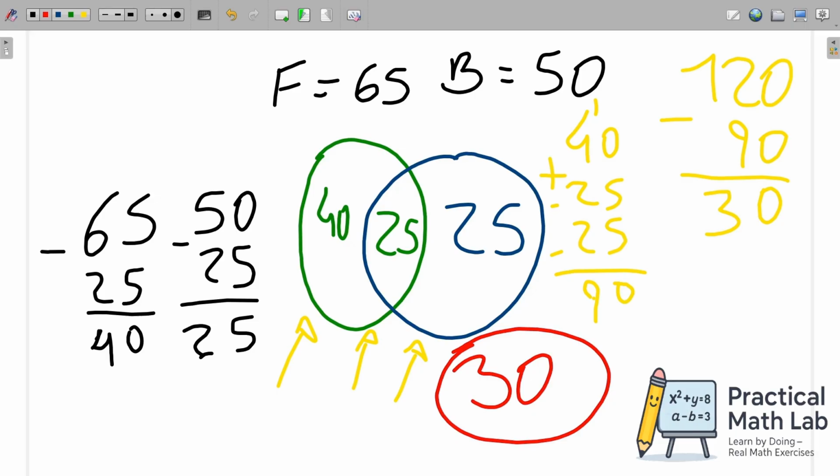This is a question that appears a lot on exams, and we solved it here using set theory with a Venn diagram.